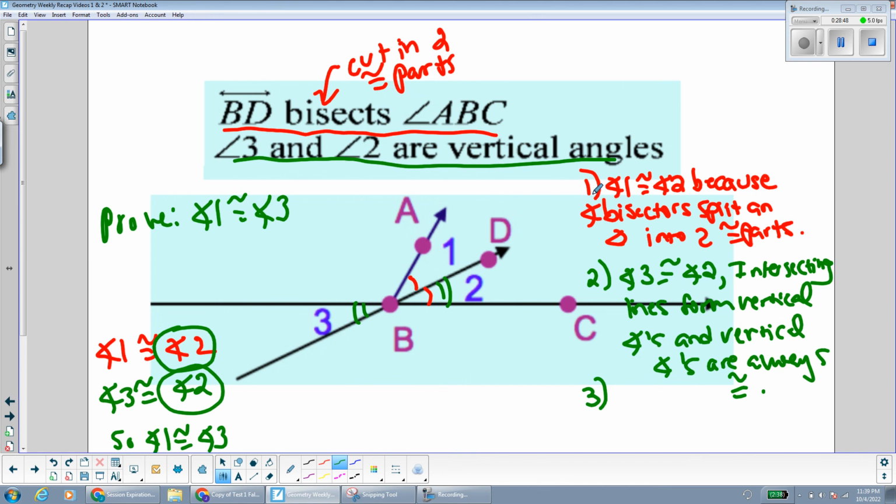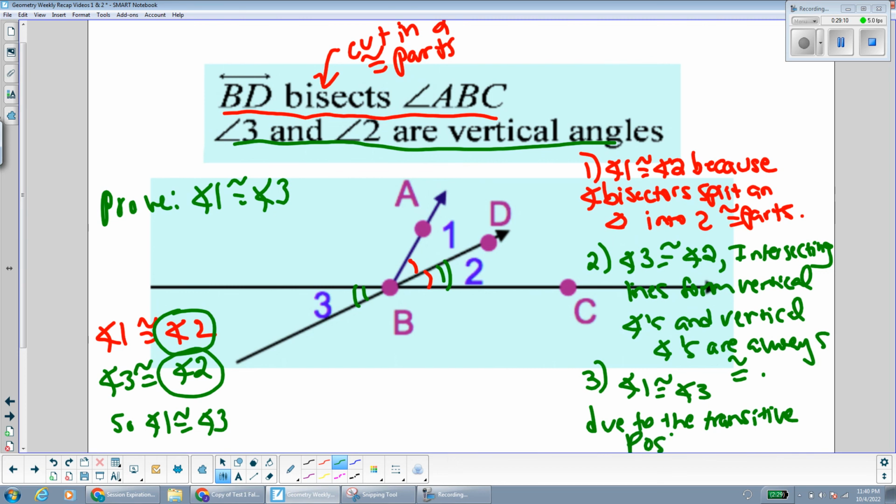So from our given information and the conclusions that we drew from our given information, we can then say angle 1 is congruent to angle 3 due to the transitive postulate. So what we did here is we actually wrote a beginning proof. It's not in formal proof format because we didn't get there yet, but we actually started to prove a statement together.